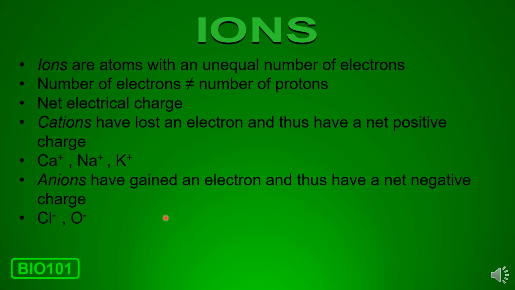Now, on the flip side of that coin are the anions. Anions have gained an electron and thus have a net negative charge. And so examples here are chlorine with its little -1 up there, and oxygen with its little -1 up there. Okay, so cations have positive charges, anions have negative charges.